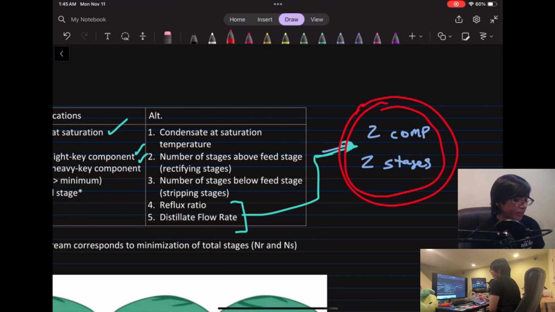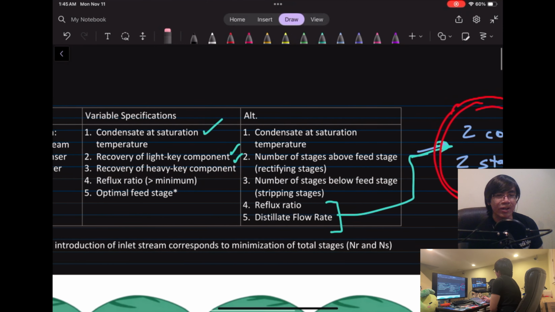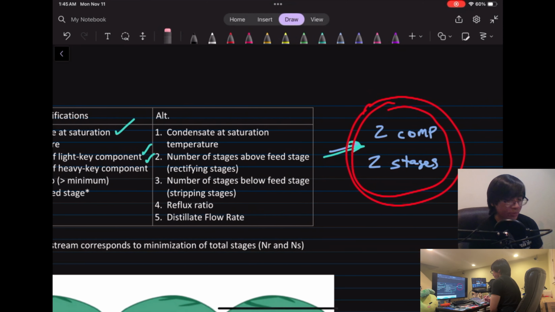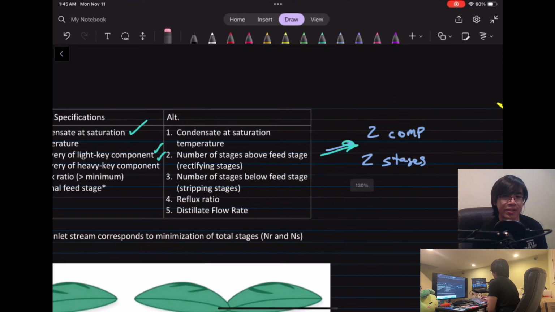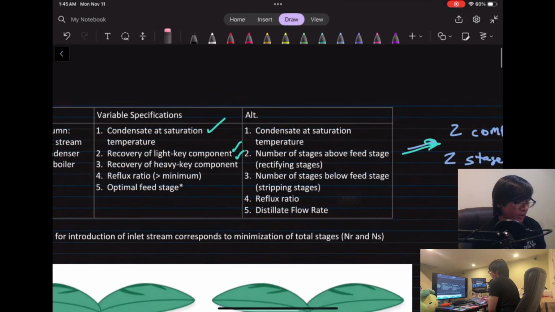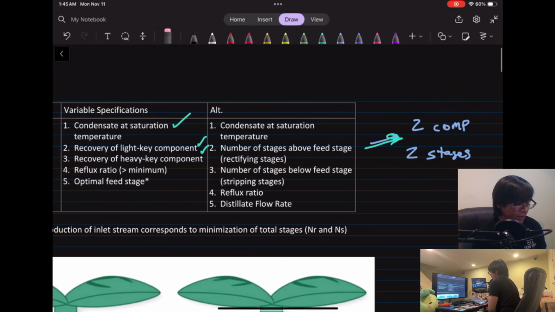So all these factors come into play when we try to specify things that aren't commonly specified. The reason they're commonly specified is because they work, because they converge, and because they help us specify things that make solving the distillation column a lot easier. So at this point, we have degrees of freedom, and we can actually solve our column.